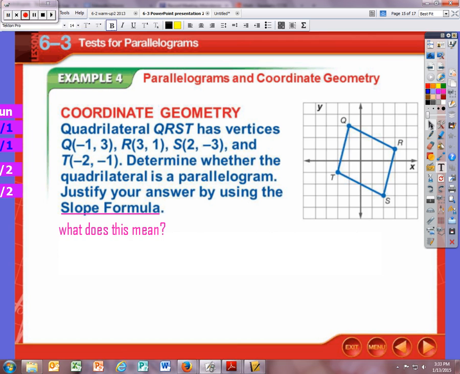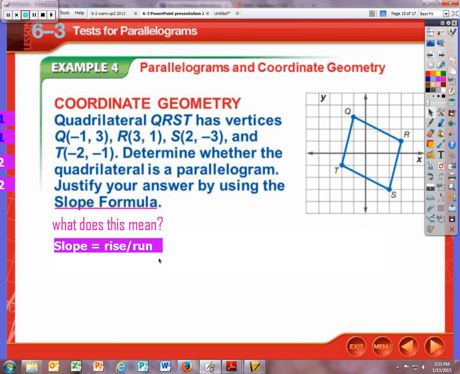So just as a reminder, what is slope? Rise over run. Also one thing that you need to remember is that when we have sides that have the same slope, that means that the lines are parallel. So if QT and RS have the same slope, those two lines are parallel. If QR and TS have the exact same slope, then they are also going to be parallel. So that's what we're going to be checking for. We're going to rise and run.